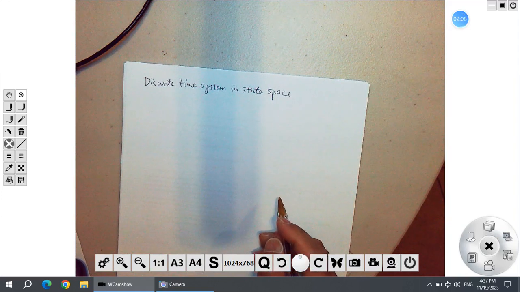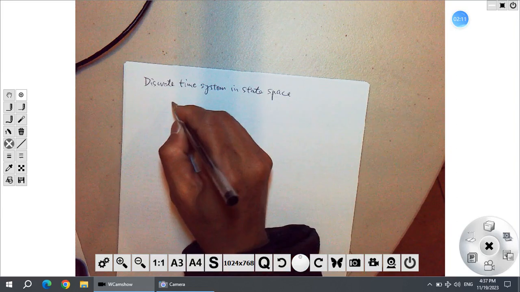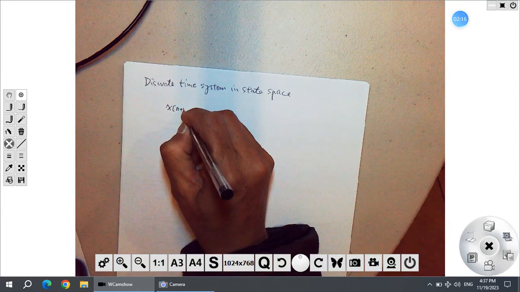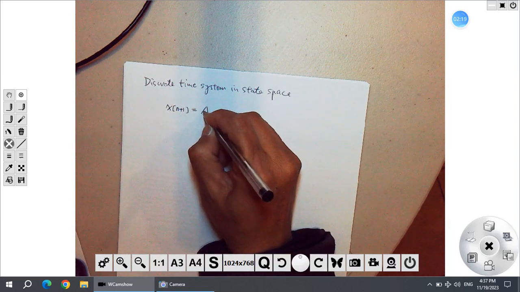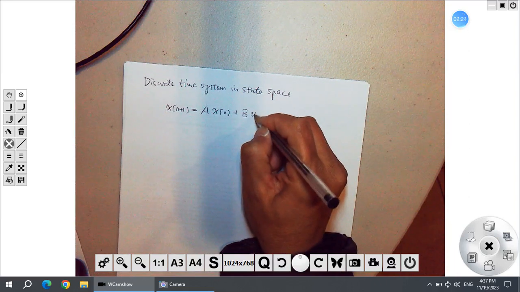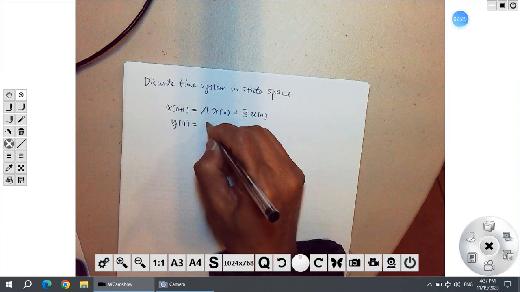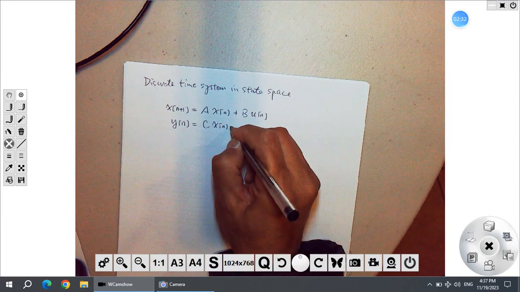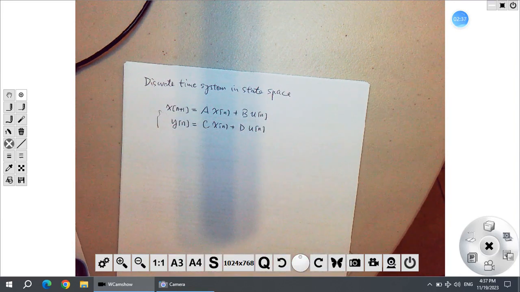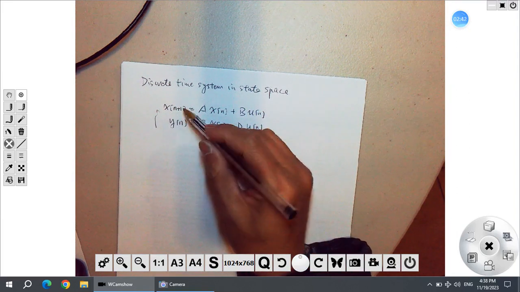Now the system can be written in a matrix way. It looks like this: x of n plus 1 equals A times x of n plus B times u of n, and y of n equals C x of n plus D u of n. You see, it is similar to the continuous time case: we have several matrices and a state variable.